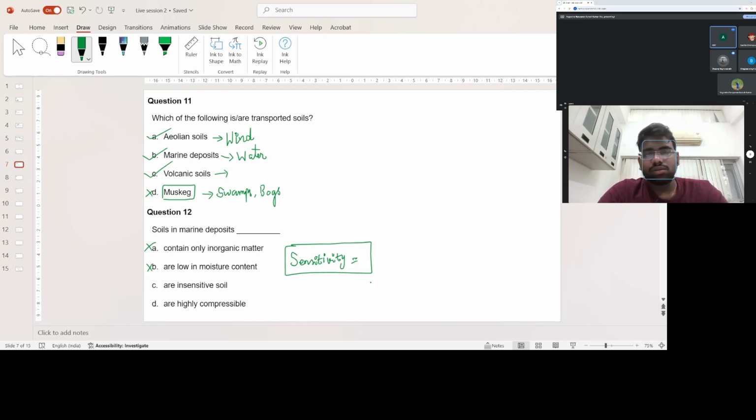Since, as I was mentioning, if you take a city like Mumbai, those are predominantly comprised of marine deposits, marine clays. So in those conditions, when you disturb a soil to a very small extent, the entire thing collapses. The entire arrangement of the soil collapses.